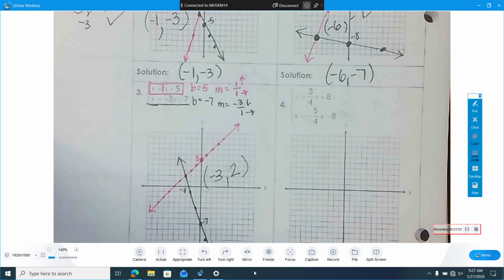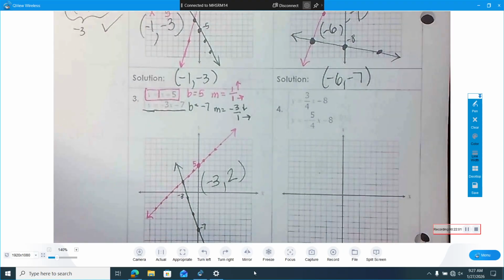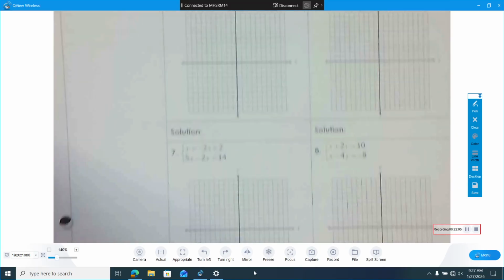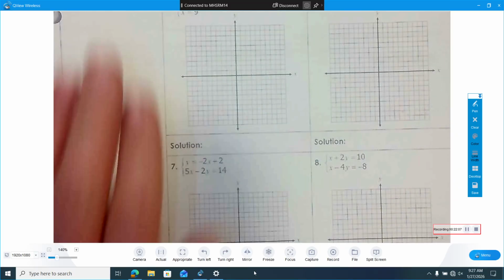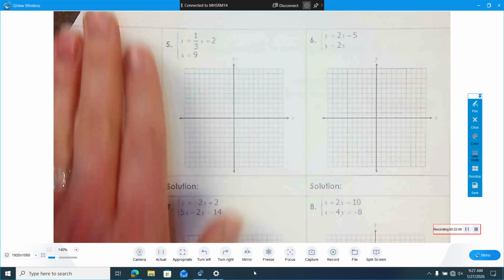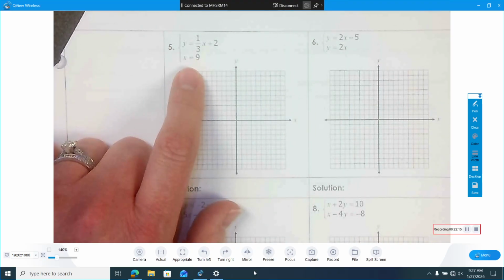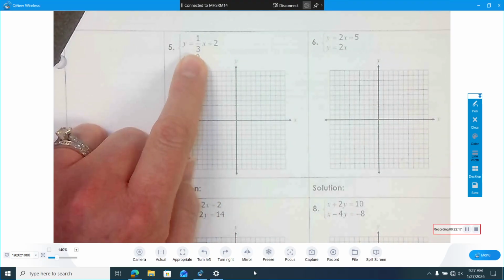All right. Give me a thumbs up. How are you feeling about graphing these lines? Okay. All right, good, good, good. Let's turn the page. Let's look here at number 5, because we've got a nice line here.